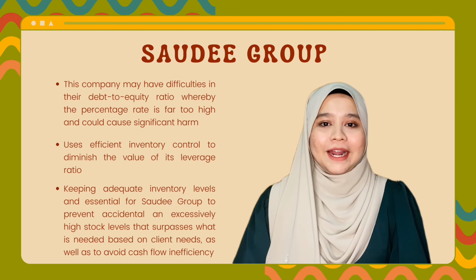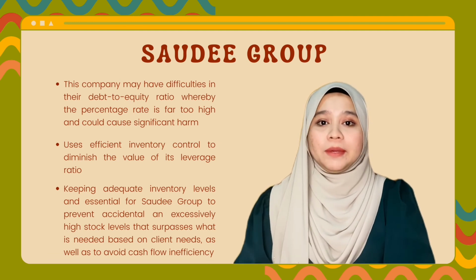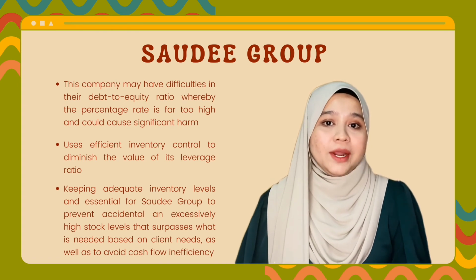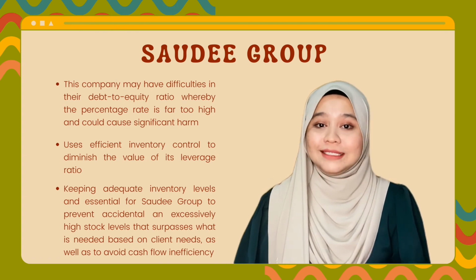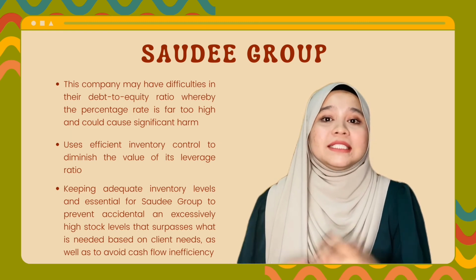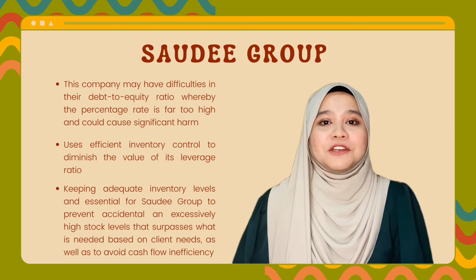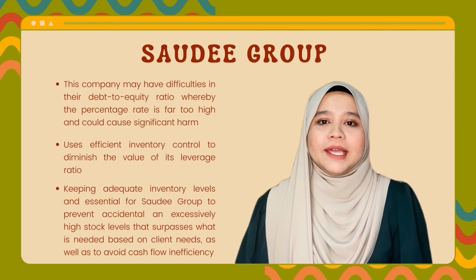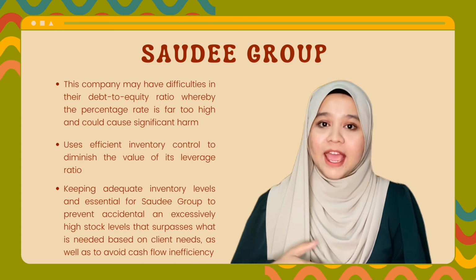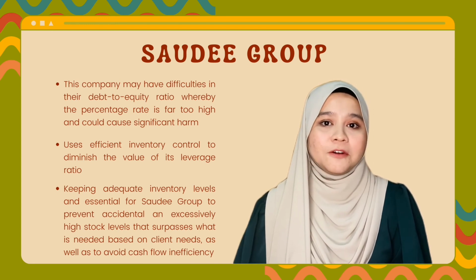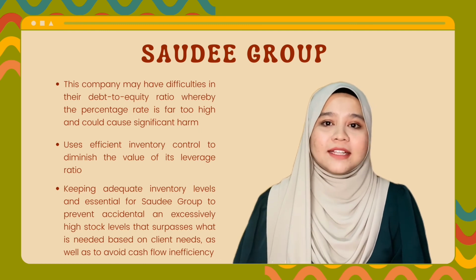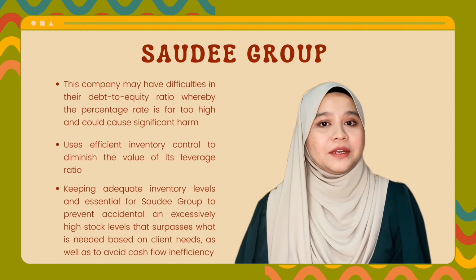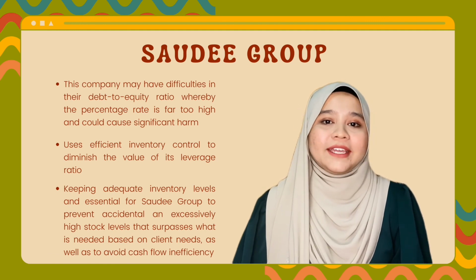As for Saudi Group Berhad, I can see that this company may have difficulties with its debt-to-equity ratio, whereby the percentage rate is far too high and could cause significant harm. So, the way this company can do is to use efficient inventory control to diminish the value of its leverage ratio. This can be accomplished by keeping adequate inventory levels, which is essential for Saudi Group Berhad to prevent accidental and excessively high stock levels that surpass what is needed based on client needs, as well as to avoid cash flow inefficiency.